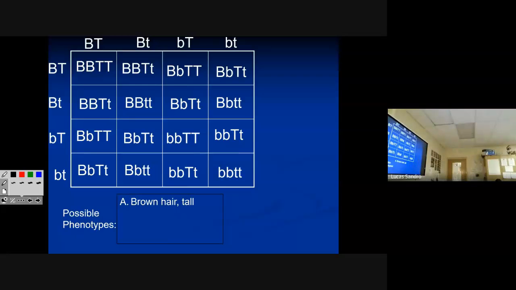It's a bunch of them, right? Because all they need is one big B and one big T. As long as they have one big of each letter, doesn't matter what the other letter is. So you're counting those.